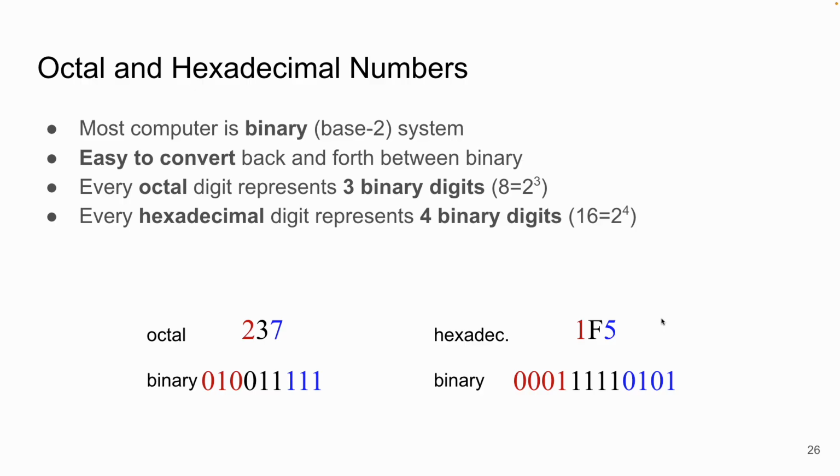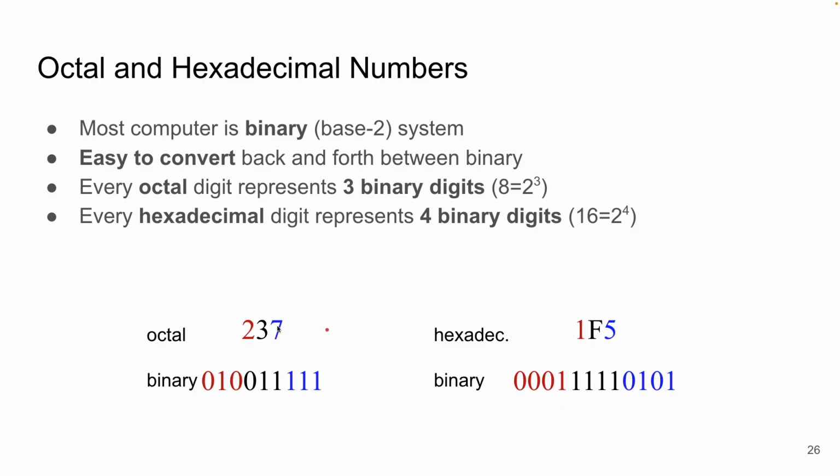The computer doesn't calculate in decimal values. The computer is a binary system. So for the computer, each number needs to be in binary representation. So it is easier for the computer to convert back and forth between binary or a value that is closer to binary representation. So if we represent a number in octal and hexadecimal, this is actually easier for the computer to understand.